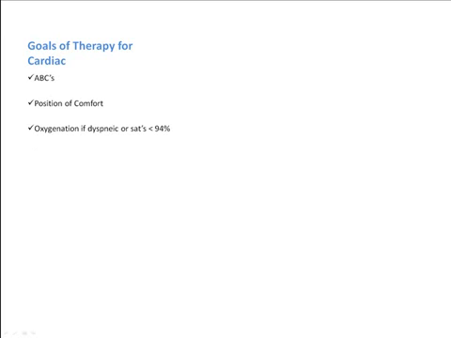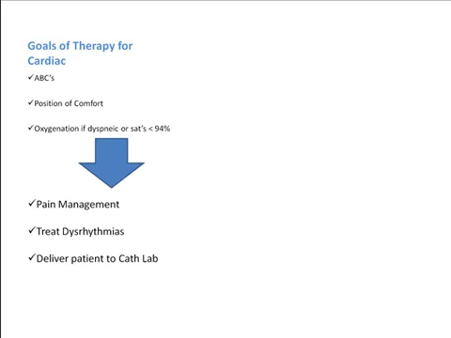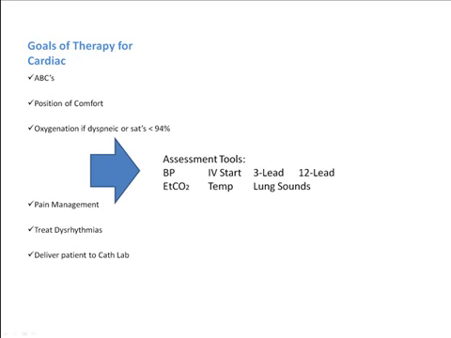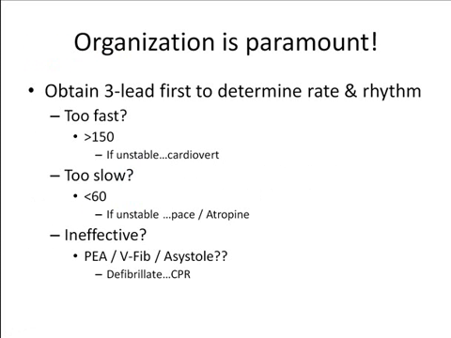The first three goals of therapy are all BLS in nature. Paramedics want to get to pain management, but before they can do that, they have to apply the tools of assessment, all of which are BLS in nature, with the exception of the IV start. A 3-lead is obtained prior to a 12-lead. The 3-lead determines rate and rhythm only.